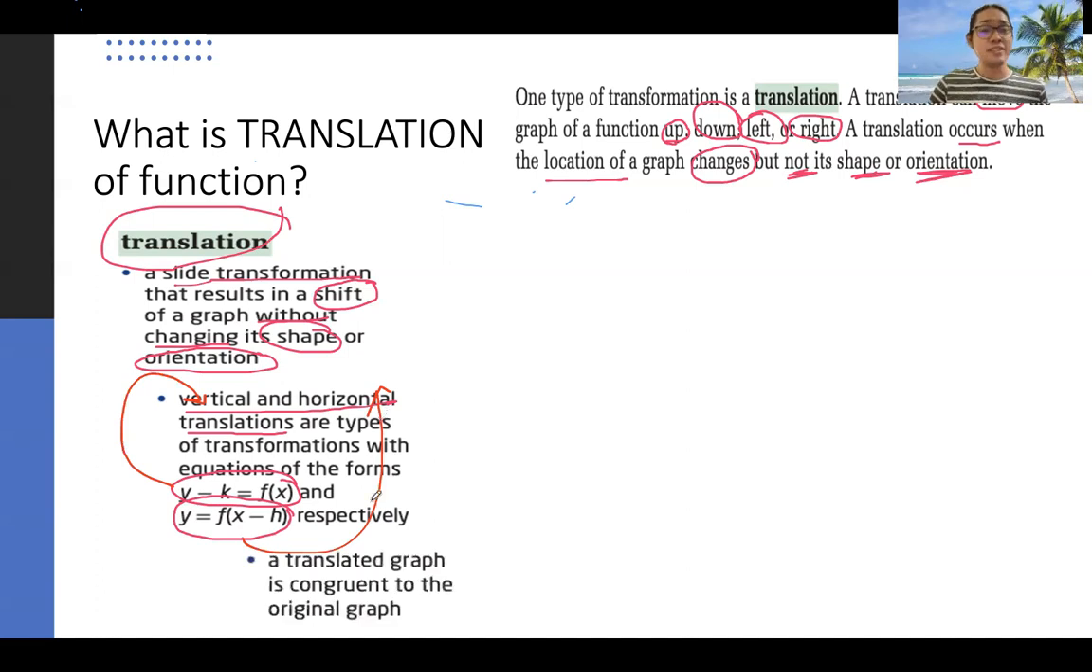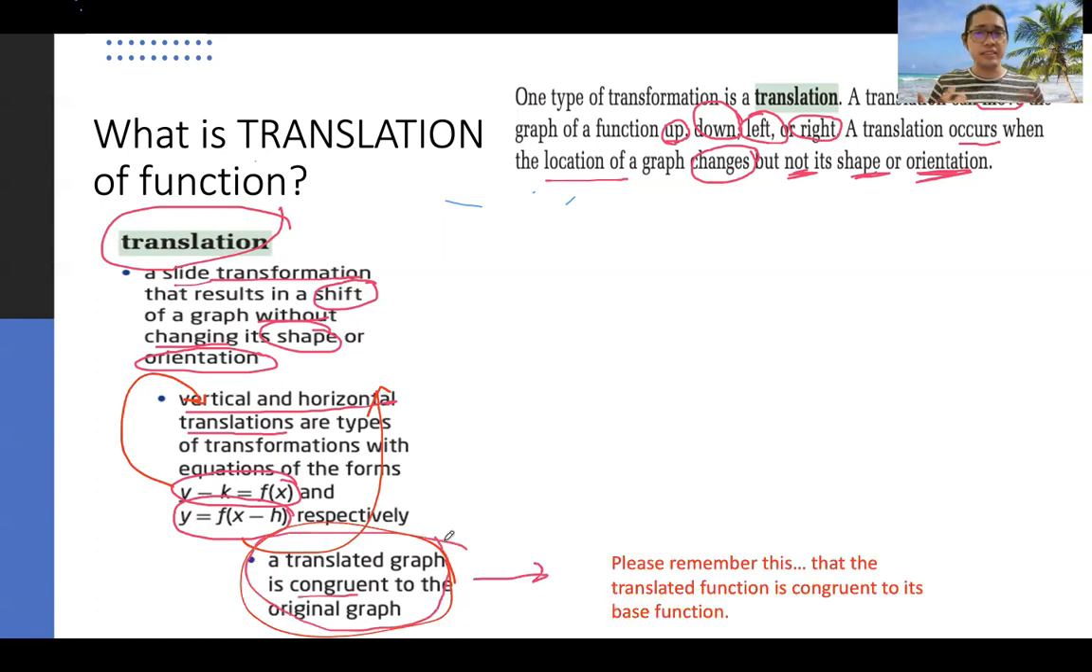A translated graph is congruent to the original graph. I want to highlight this one. This is what I said a while ago: please remember that the translated function is congruent to its base or parent function. That means even if it is moving from one place to another, the parent function is always congruent to the transformed or translated graph. I hope we are clear about it.